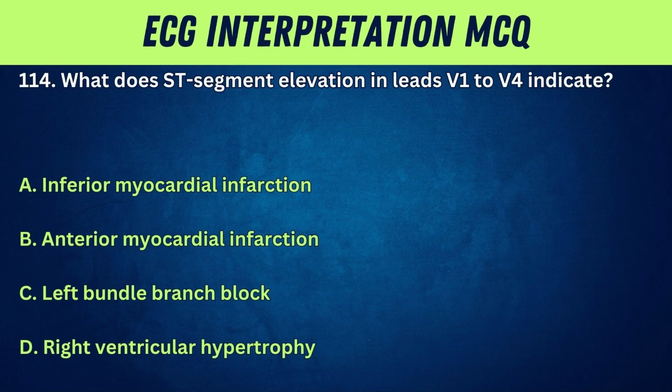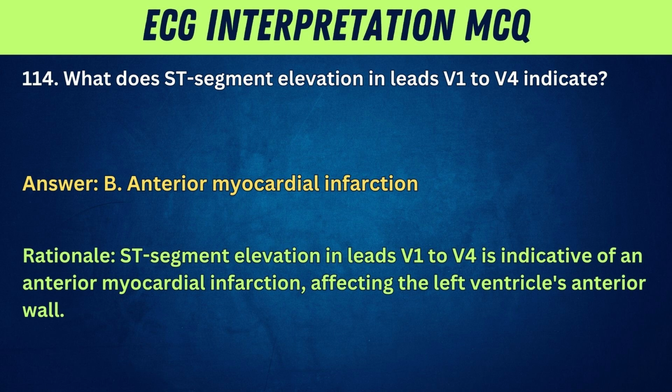114. What does ST segment elevation in leads V1 to V4 indicate? A. Inferior myocardial infarction. B. Anterior myocardial infarction. C. Left bundle branch block. D. Right ventricular hypertrophy. Answer: B. Anterior myocardial infarction, rationale. ST segment elevation in leads V1 to V4 is indicative of an anterior myocardial infarction affecting the left ventricle's anterior wall.